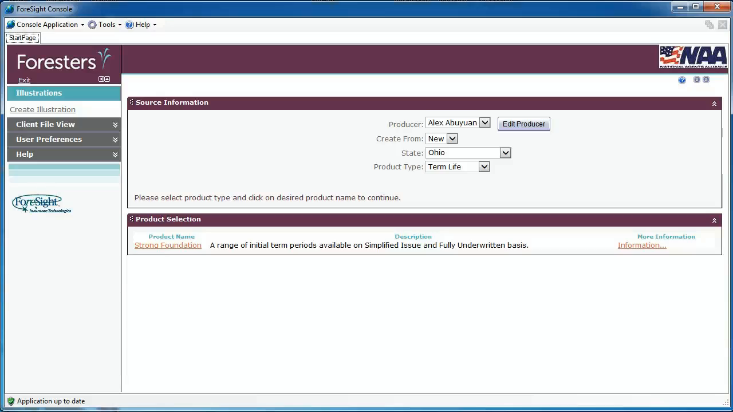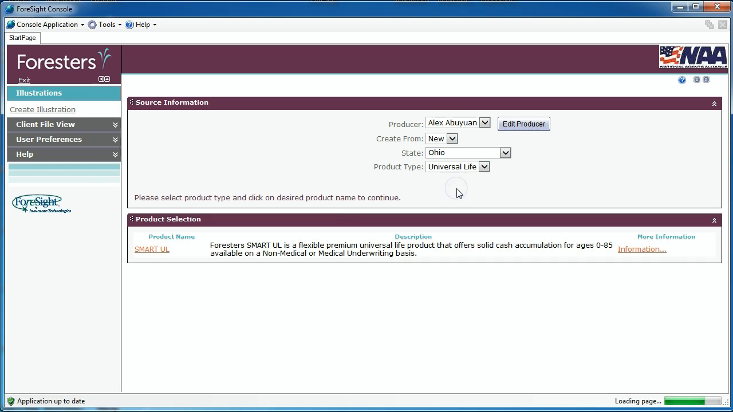Okay, gang, Alex Abuyuan coming at you, and here's Forrester's software. I use Forrester's SmartUL only because it's maybe a little bit easier to illustrate how the Universal Life product works based on how much money you put into it, and watching it crash and burn or watching the cash values jam really well. So you open up the Forrester's console and you choose Universal Life, and then you click on SmartUL, and hopefully it loads.